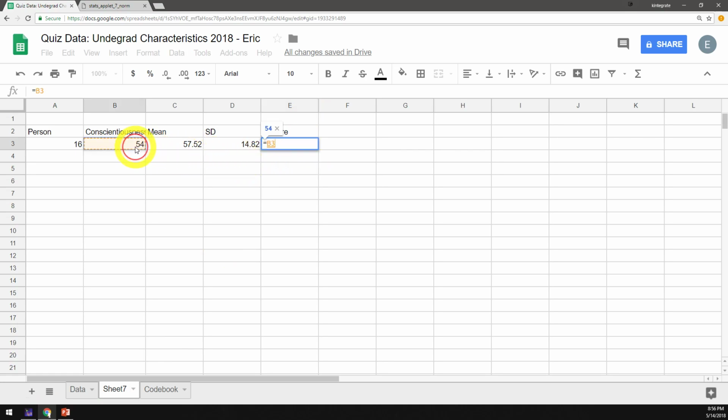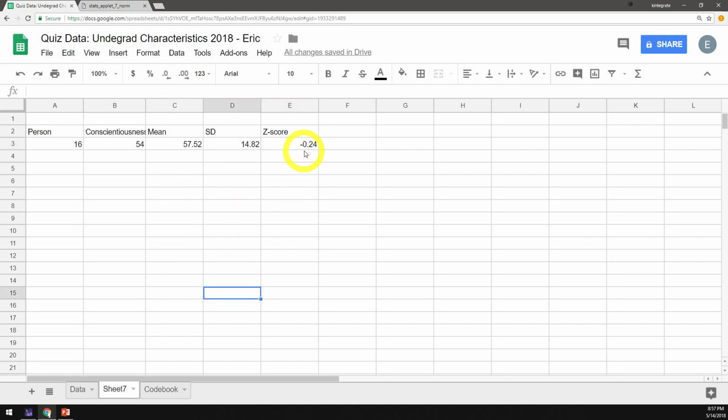We're going to take our observed score of 54. We're going to subtract the mean from it. We're going to have to put parentheses to get the order of operations right, because we want to divide the difference by the standard deviation and not just divide the mean. If we don't put these parentheses, it's critically important. So what we get is a z-score of negative 0.24, rounded to the hundredth.